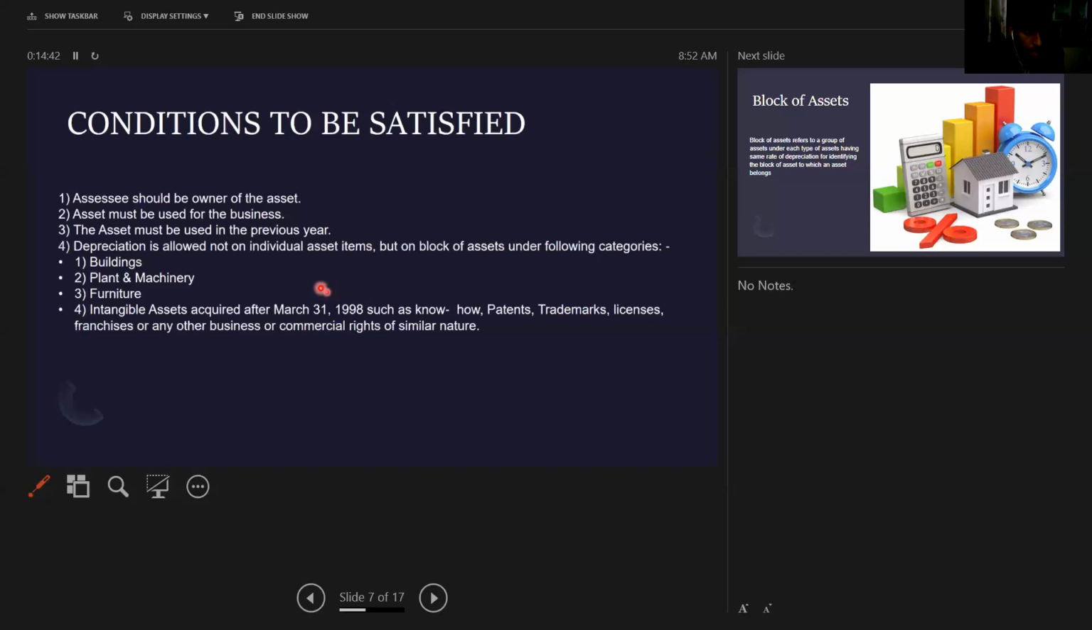Next one, the asset must be used for the business. The second main condition to be satisfied is nothing but the asset should be used for the purpose of business or profession. If you are getting an asset for personal use, then the asset is not entitled for claiming depreciation. Now, what constitutes business or profession is a subjective matter. Now, if you give it to an employee, then it is treated as used for business or profession.